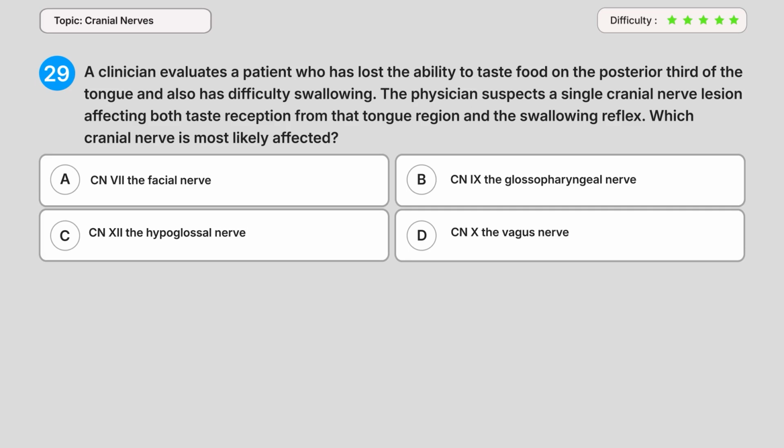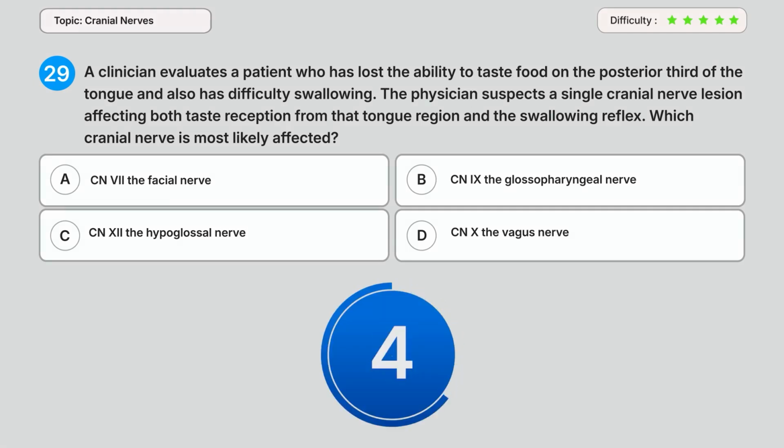A. CN7, the facial nerve. B. CN9, the glossopharyngeal nerve. C. CN12, the hypoglossal nerve. D. CN10, the vagus nerve. What do you think is the answer?